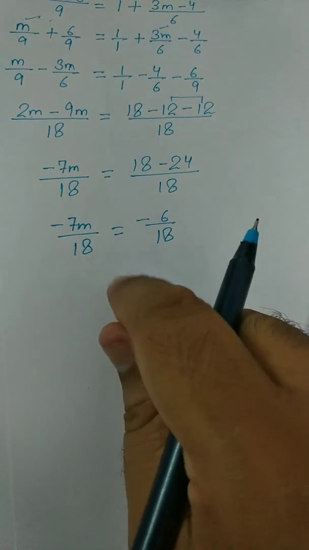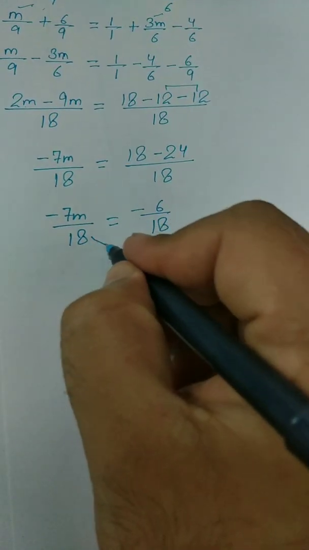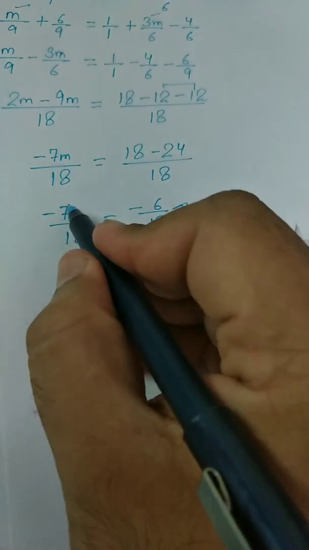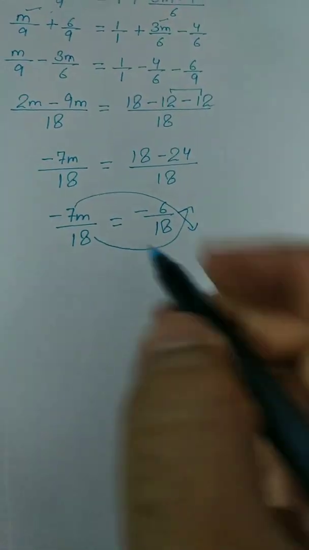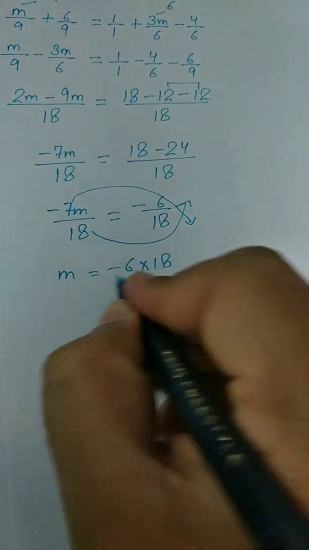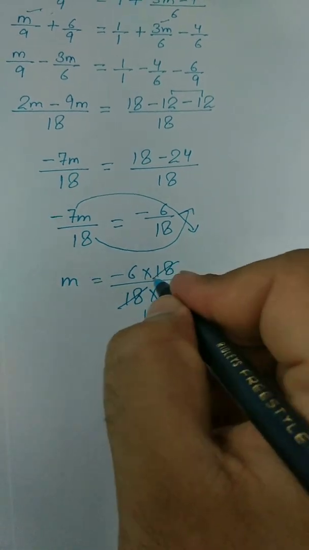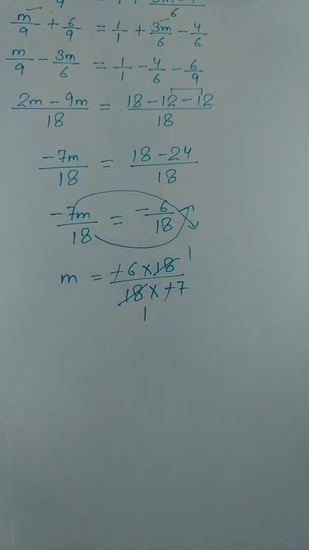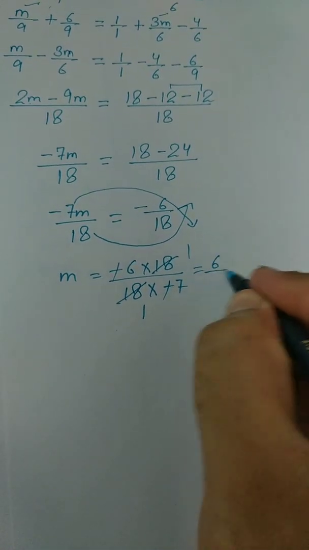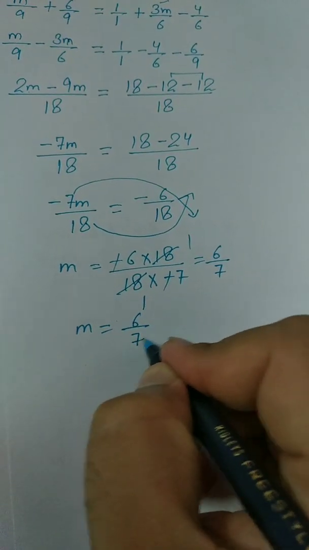Clear? Now you want the value of m, तो m के साथ जितने भी टर्म्स होंगे उसको शिफ्ट करेंगे अनदर साइड में. 18 मल्टीप्लाई में चेंज हो जाएगा and minus 7 change into the division. So m is equivalent to minus 6 multiplied by 18 upon 18 multiplied by minus 7. 18 1 18, 18 1 18. Minus to minus cut हो गया. So it is equivalent to 6 upon 7, or m is equivalent to 6 upon 7.